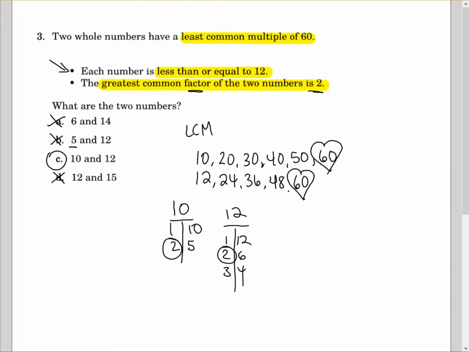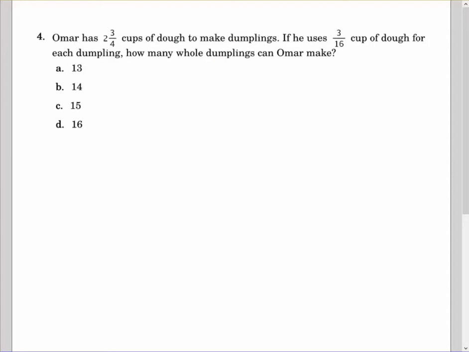So it fits the criteria that way as well, but honestly, you could get the question correct just by paying attention to these two criteria right here. All right, so anyway, let's go ahead and move to question 4.